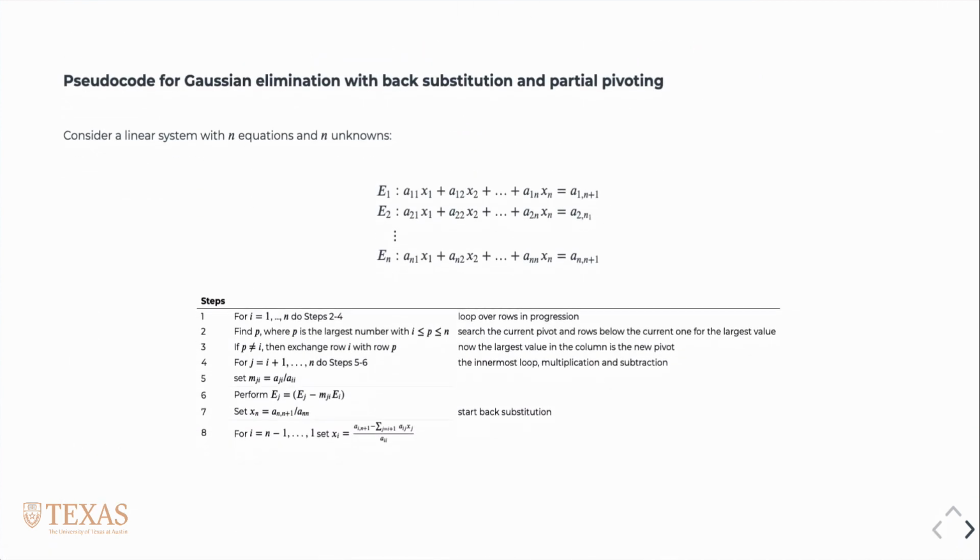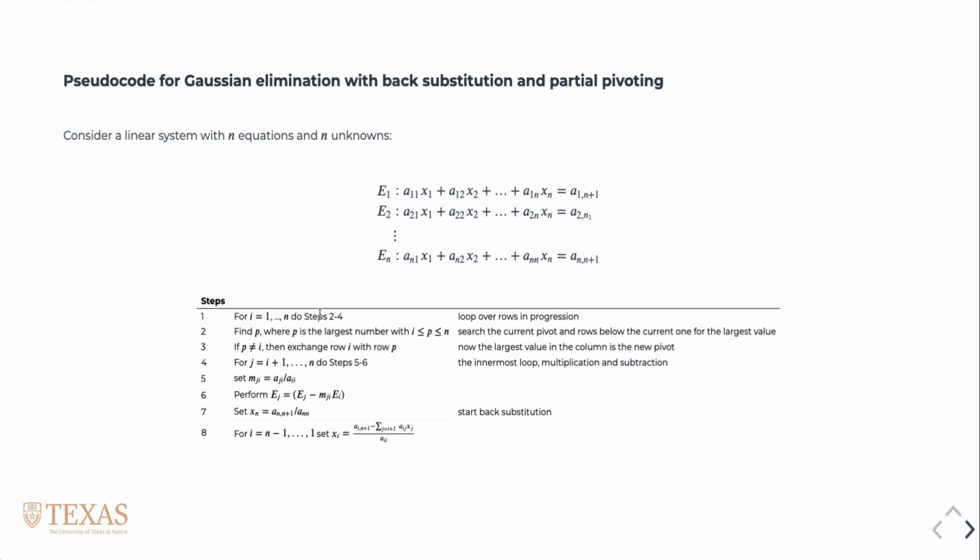And this is what pseudocode would look like for that algorithm. Pseudocode is just human-readable steps in a computation that could be implemented in a computer program. There's no syntax here for any specific language. So basically what we're going to do is, for a system of equations that we'll label E1, E2 to En, in this case, we have exactly n equations and n unknowns.